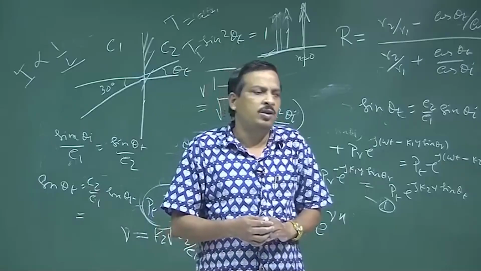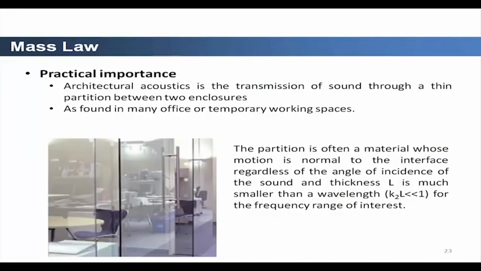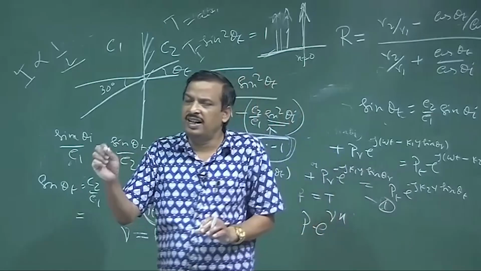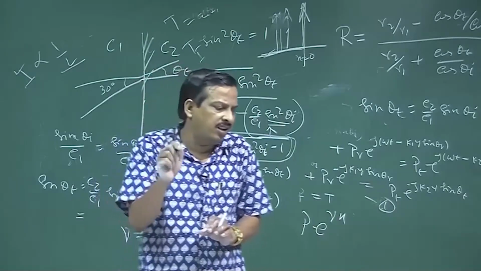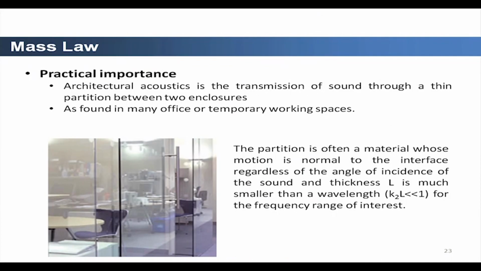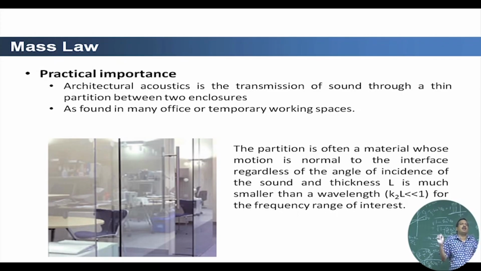How is it done? That is called the mass law, a physical property. The partition is often a material whose motion is normal to the interface regardless of the angle of incidence of the sound, and whose thickness is much smaller than the wavelength for the frequency range of interest. So the partitions are very thin, and made of such material whose motion is normal to the interface regardless of the angle of incidence.